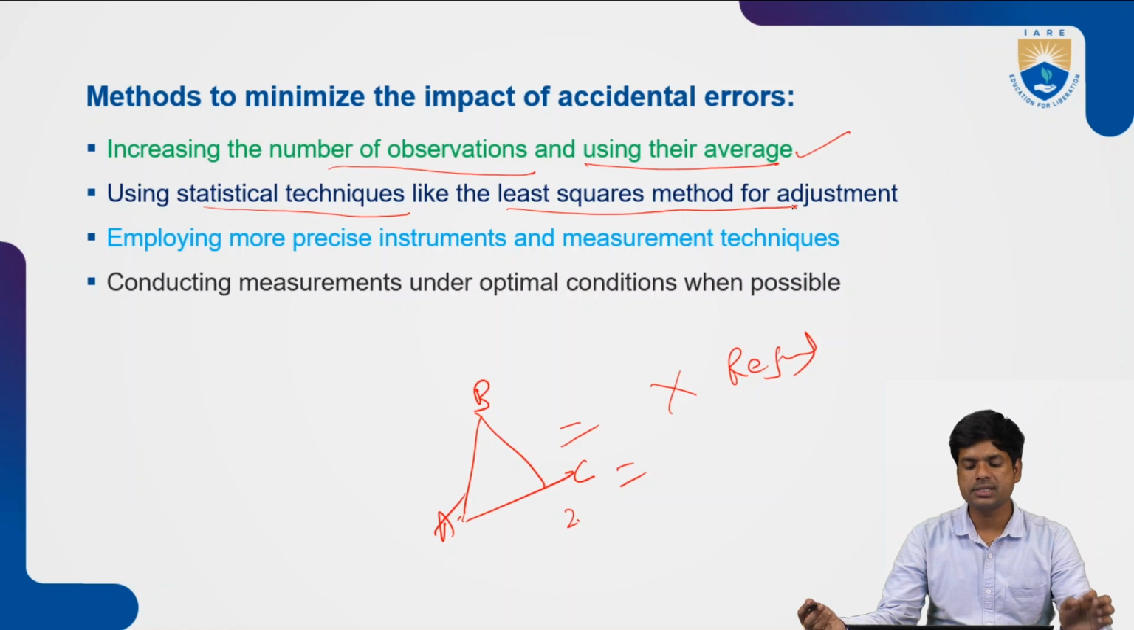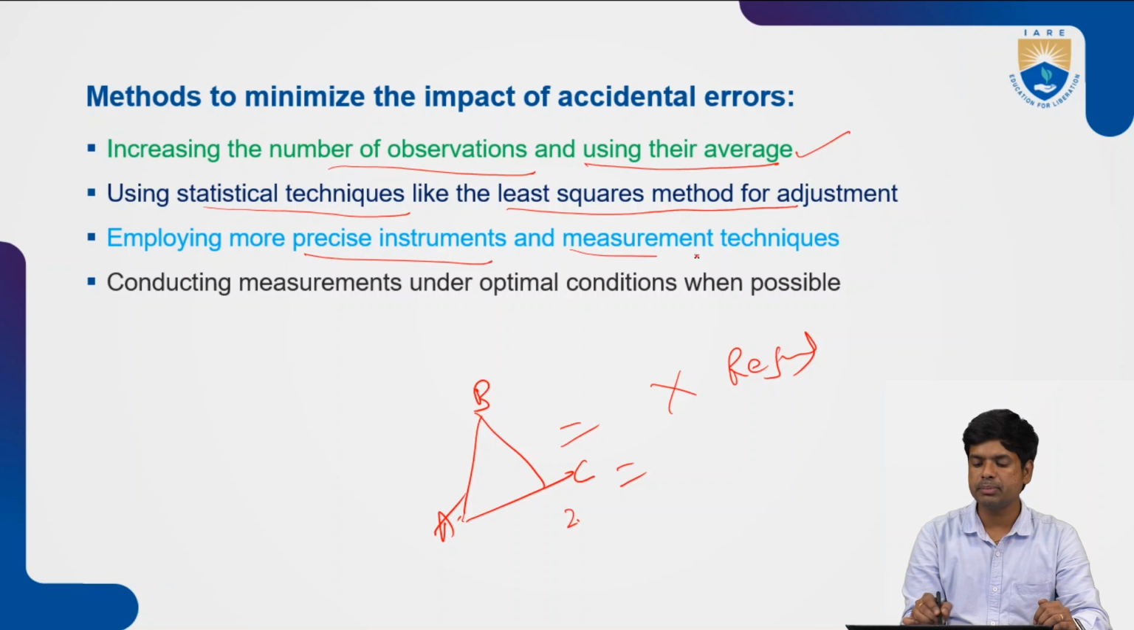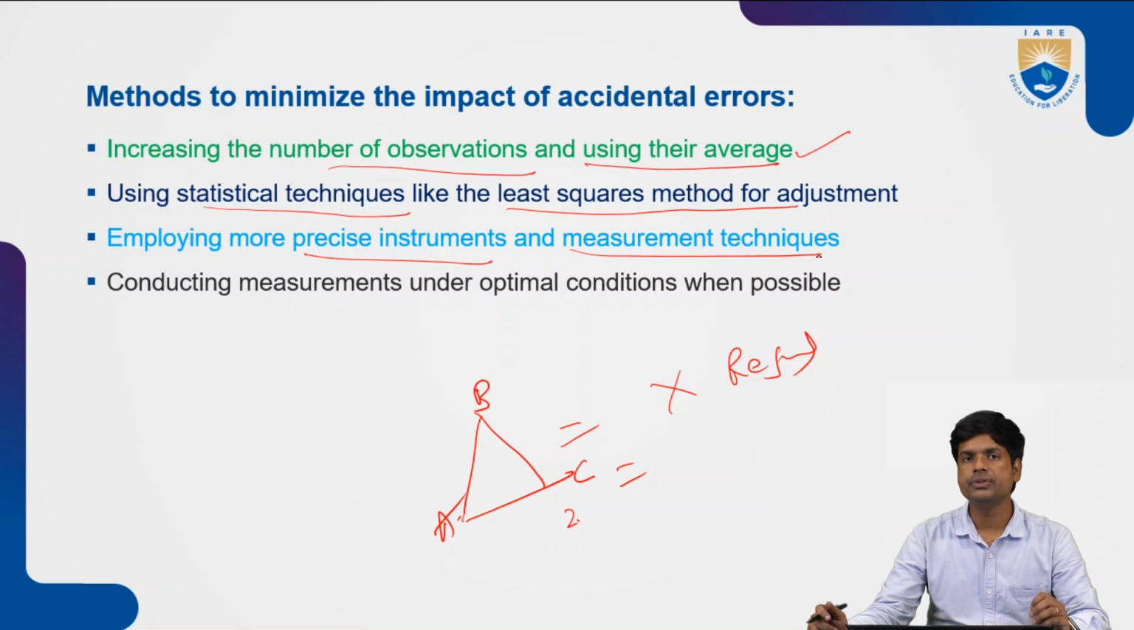And next one, using statistical techniques like the least squares method for adjustment. If you use the least squares method, then also it is going to reduce the accidental errors. And next one, employing more precise instruments and measurement techniques. If you use more precise instruments and measurement techniques, then you will reduce the effect of accidental errors.